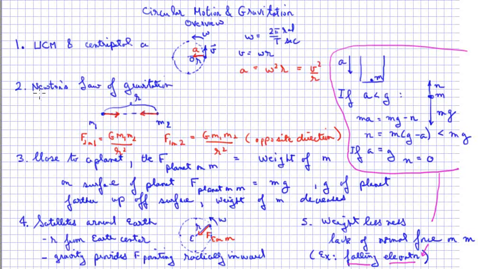Second big idea, and this is a new one, is Newton's law of gravitation. Newton's law of gravitation says that if we have two masses, m1 and m2, separated a distance r, they will attract each other. m2 will attract m1, m1 will attract m2, and the magnitude of the force is equal to the product of the masses times a big G, which is a constant, divided by the separation squared.